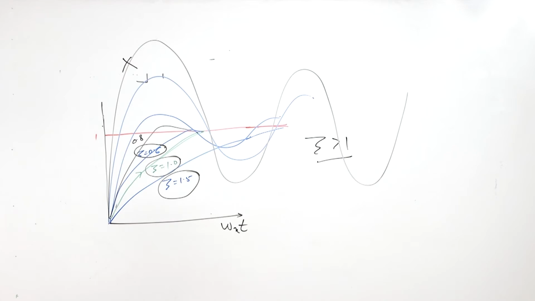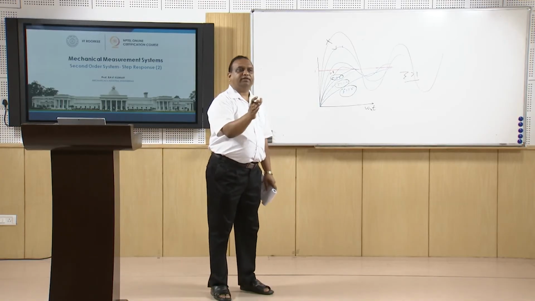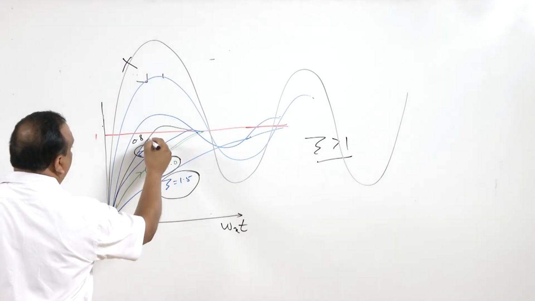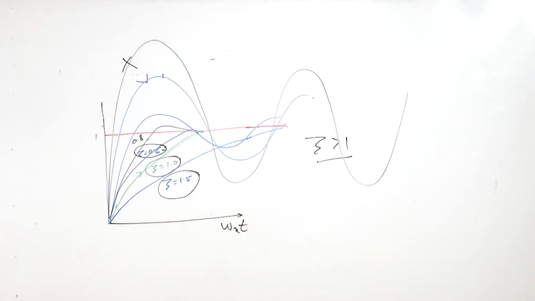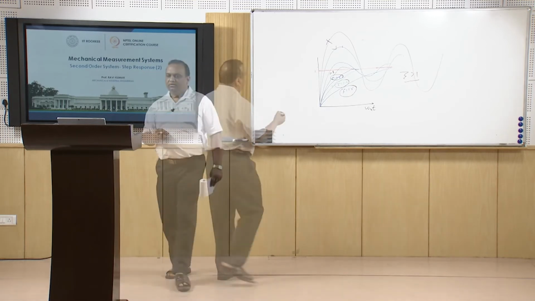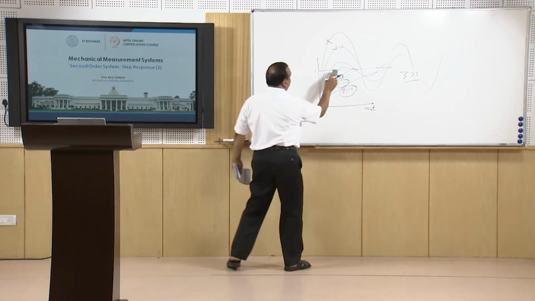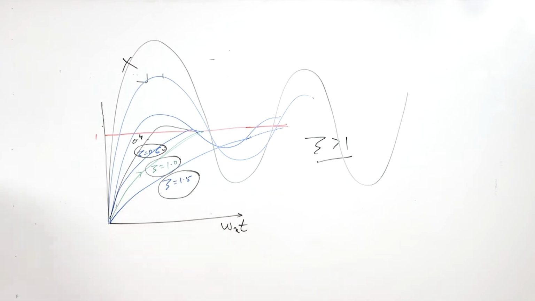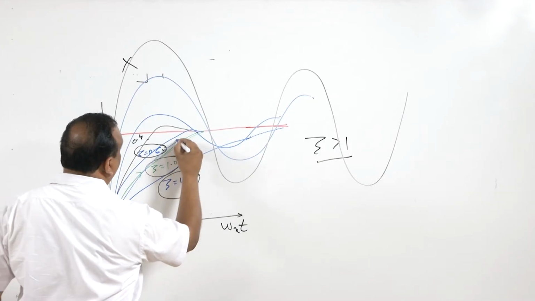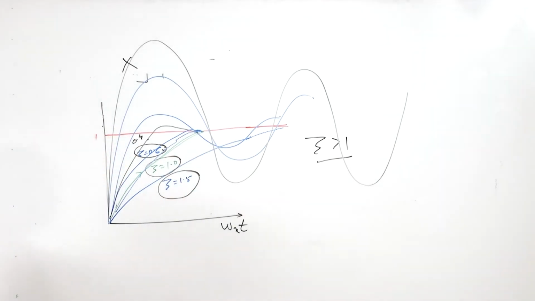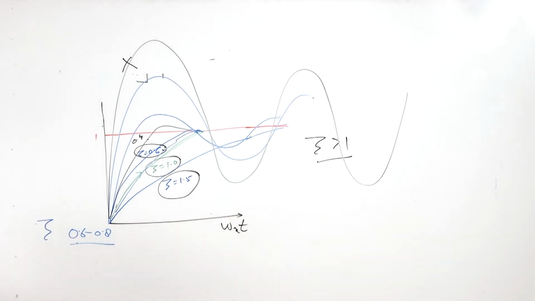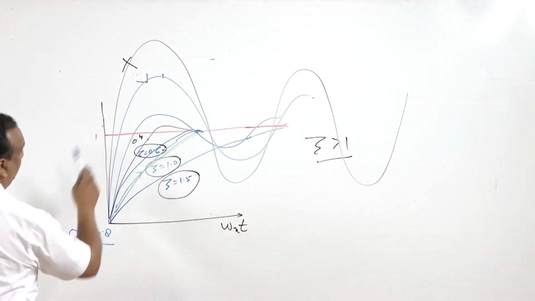Suppose you are giving 220 volts, it will go up to 225 and immediately come back to 220. So this zeta value has to be between 0.6 to 0.8 depending upon how quick a response you want from the instrument. 0.8 will be below, but there will be a little overshoot at 0.8 also. So the instrument which we are going for should have zeta between 0.6 to 0.8.